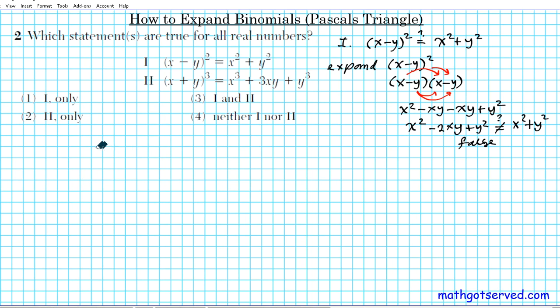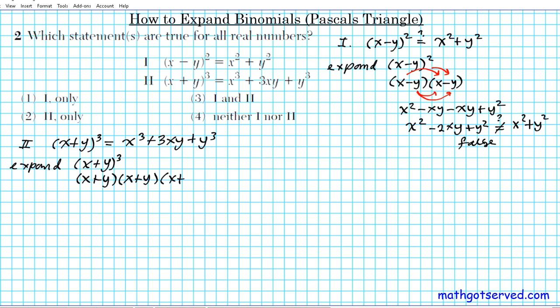Now let's take a look at option 2. Option 2 states: is (x plus y) raised to the third power equal to x to the third plus 3xy plus y cubed? Is it? Well, let's see. We're going to go ahead and expand the left side, since the right side is already expanded fully. So x plus y to the third is x plus y times x plus y times x plus y. Raising to the third power means you are multiplying by itself 3 times.